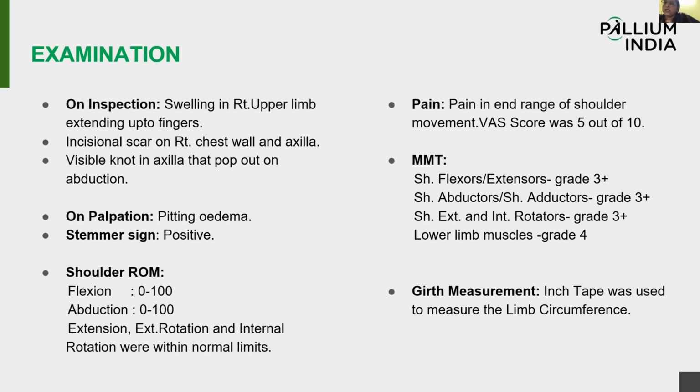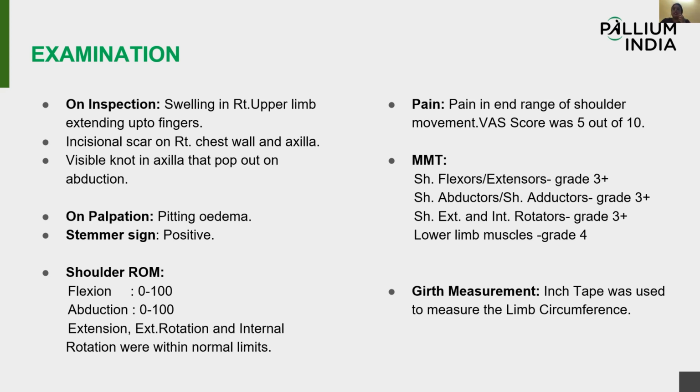So on examination, on inspection, there was swelling in the right upper limb that extended up to the fingers. There was an incisional scar on the right chest wall and axilla, and a visible knot in the axilla that popped out during overhead activity, particularly the abduction movement. On palpation, it was a pitting edema, and Stemmer sign was positive, and it was a stage 2 lymphedema.